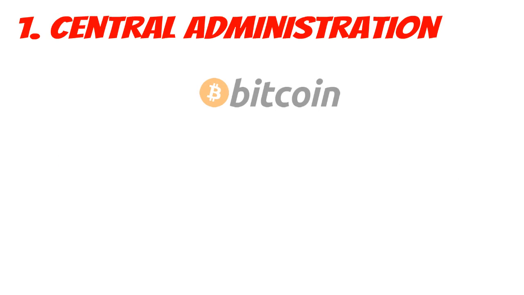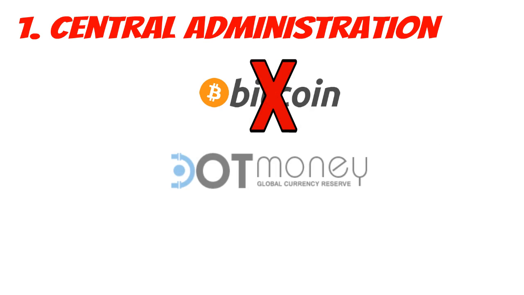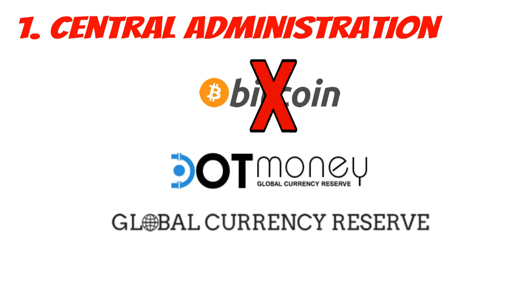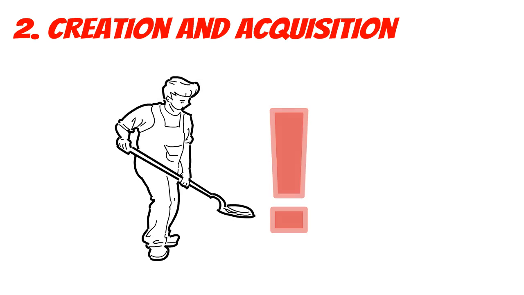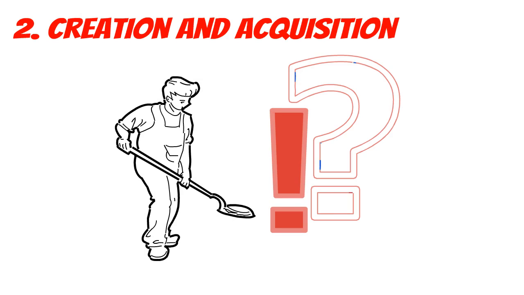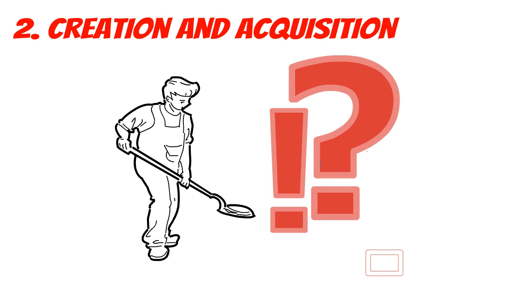1. Central administration. Bitcoins do not have a central administrator, whereas DotMoney has an international central administrator called the Global Currency Reserve. 2. Creation and acquisition. In order to obtain newly created Bitcoins, an increasingly expensive and elaborate electronic mining effort must be undertaken that can be as costly and unpredictable as mining for gold.